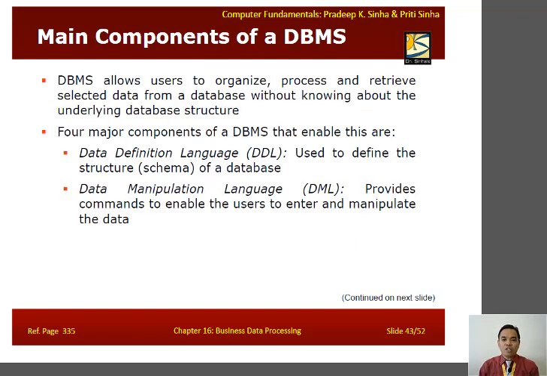So the main components of a DBMS, we have here four major components. First one is Data Definition Language, or DDL. It is used to define the structure or schema of a database. Another one is Data Manipulation Language, or DML. It will provide commands to enable the users to enter and manipulate the data.